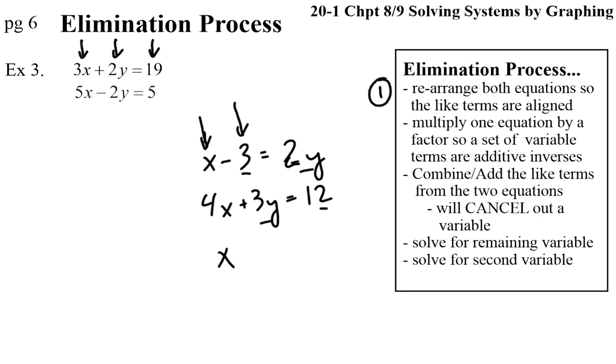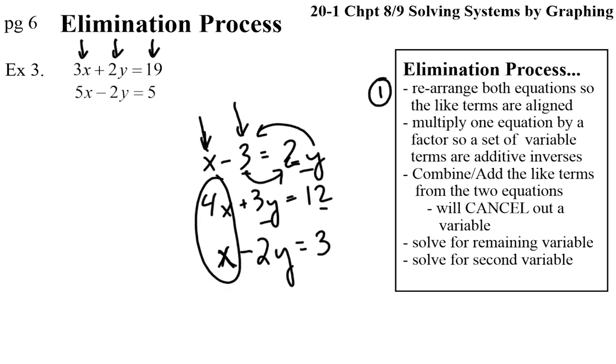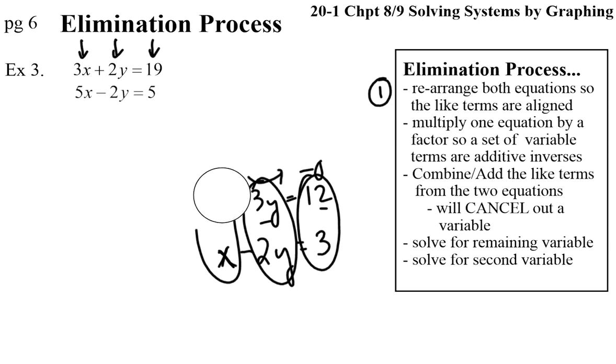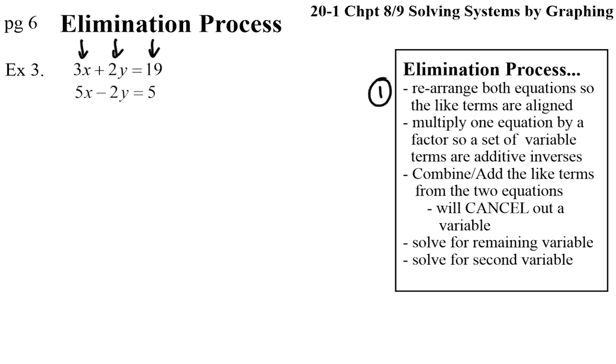If I want my x here, I would have to bring my 2y over to make it a negative 2y. I would have to take that negative 3 over to make it a positive 3, and then I would have everything lined up. That's what that first step is talking about. It doesn't really get affected in this first question, but it's important.